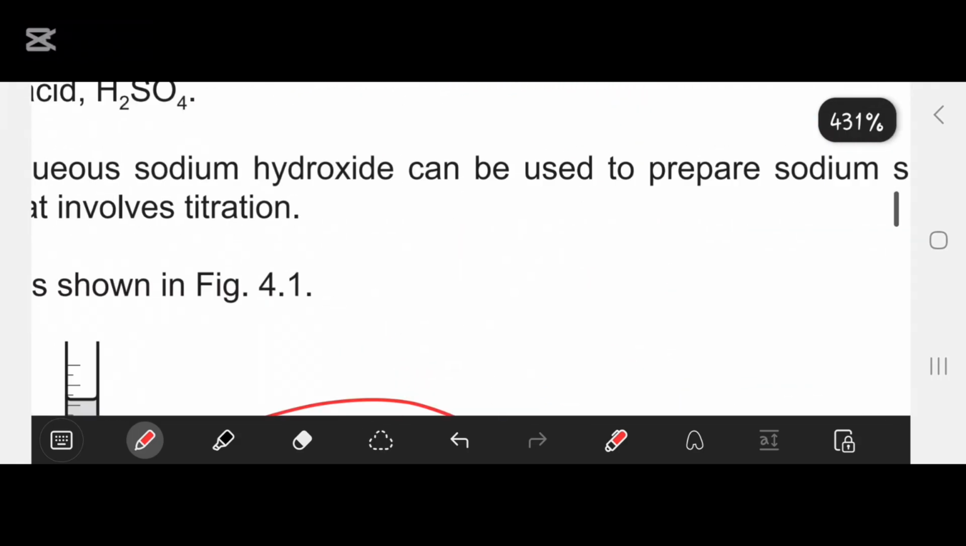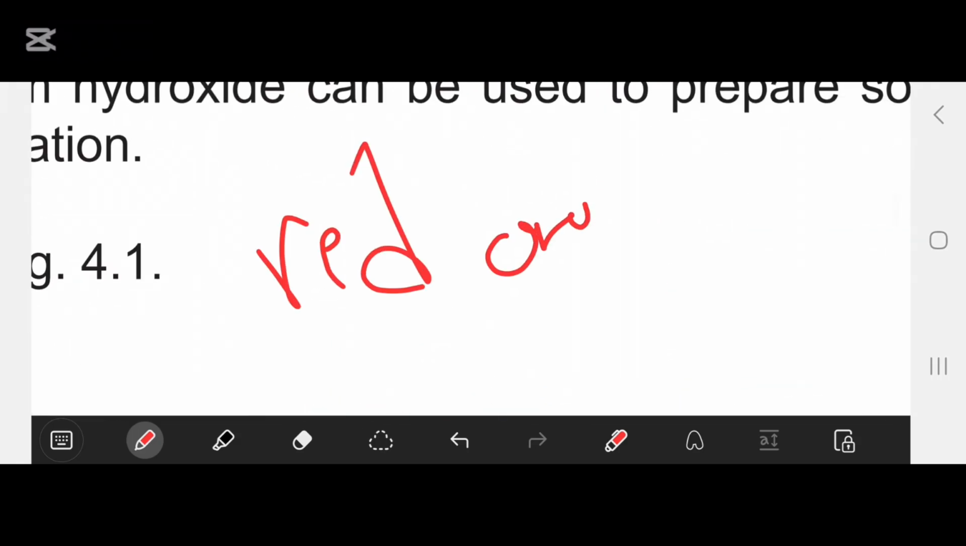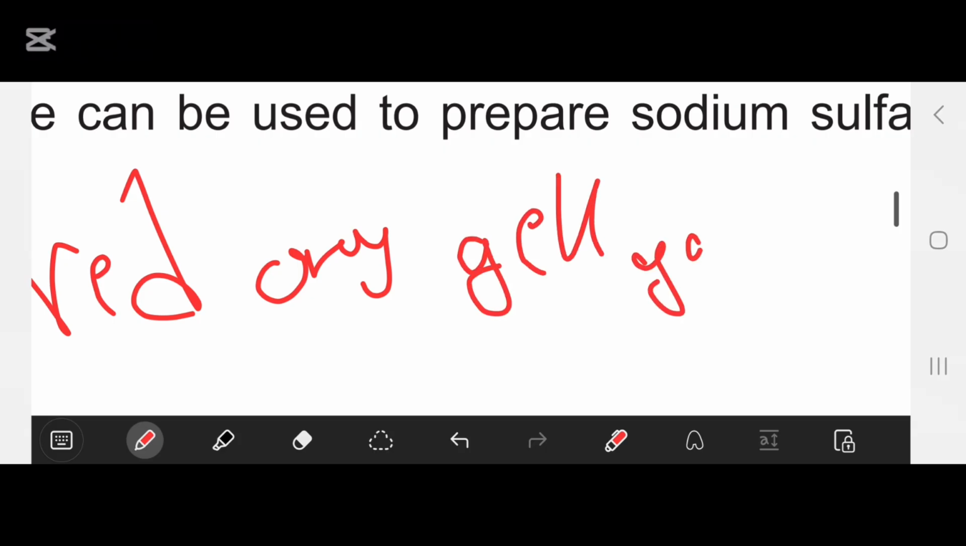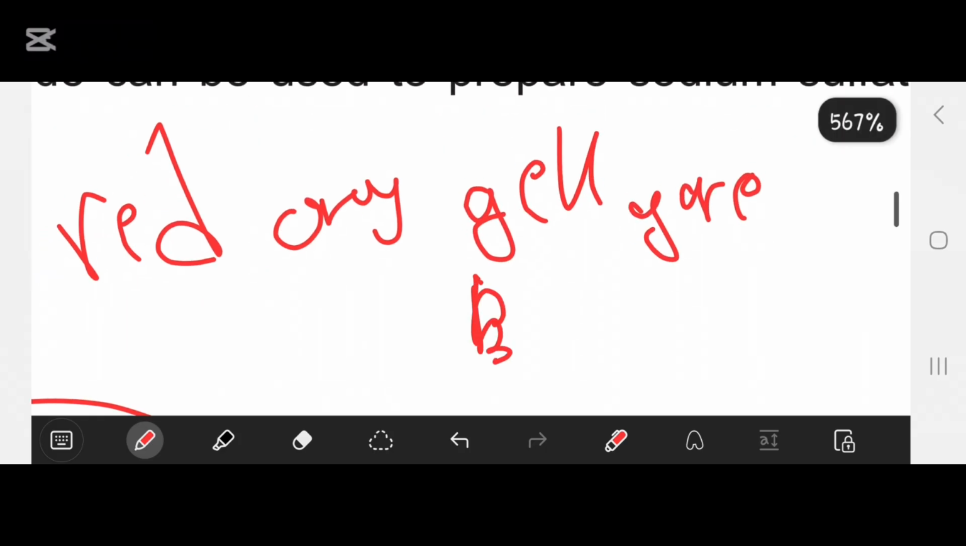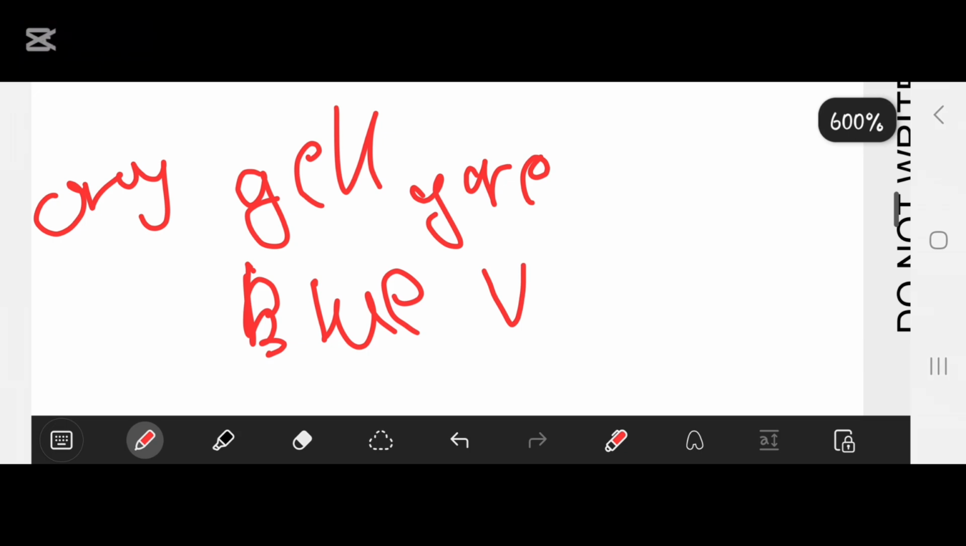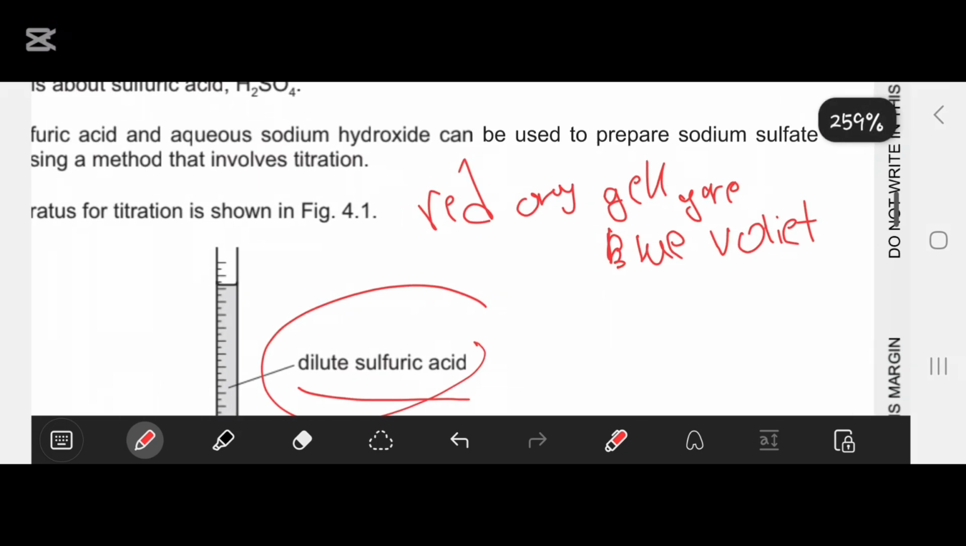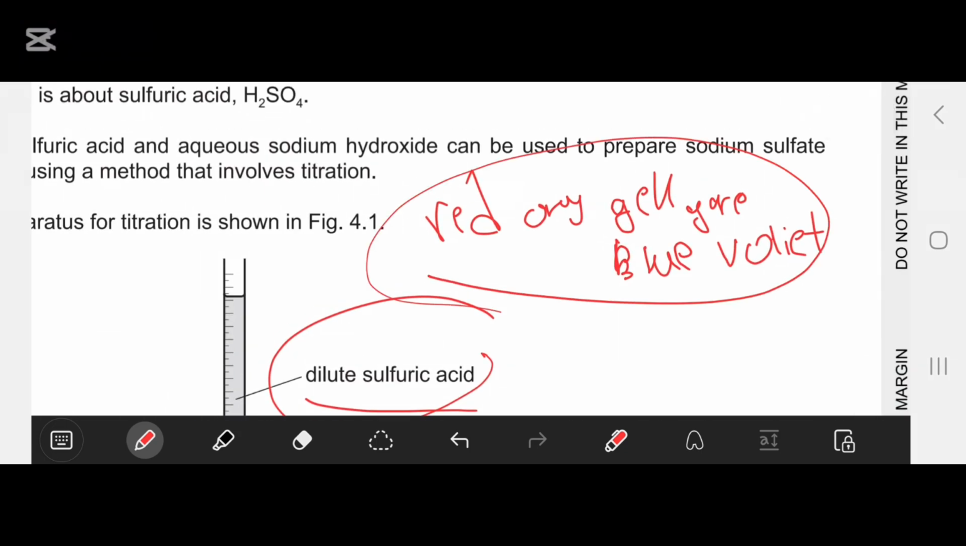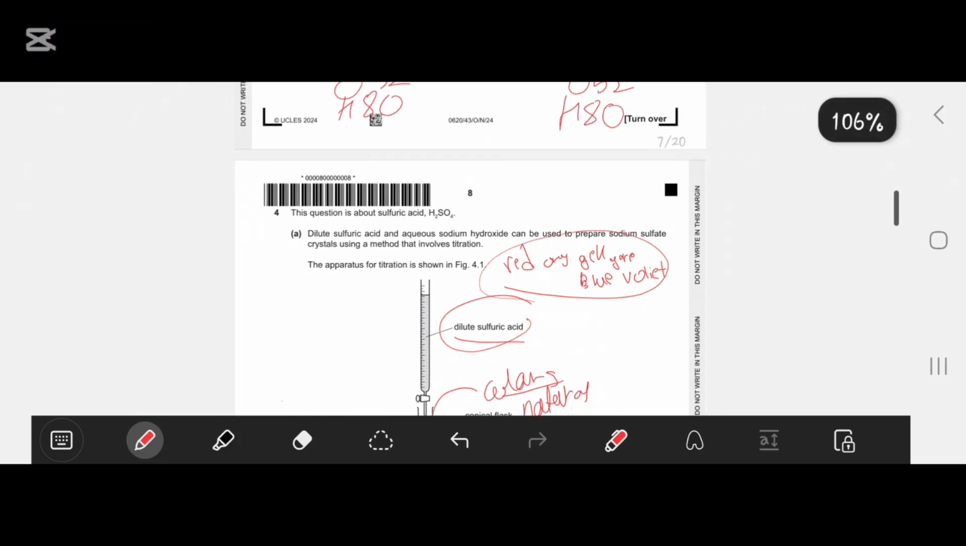Universal indicator, for example, goes from red, orange, to yellow, to green, to blue, and then from blue to violet. This is a very large range of colors, and the color can be depicted differently from one person to another. One person can see light green, another person can see light yellow. The colors will be different for each person, so it's better to use smaller range color indicators. Thymolphthalein, phenolphthalein, methyl orange. Any of these work.